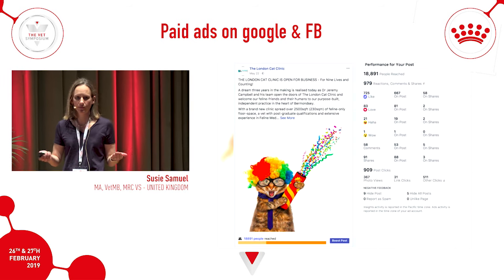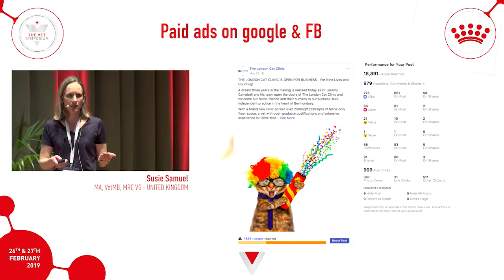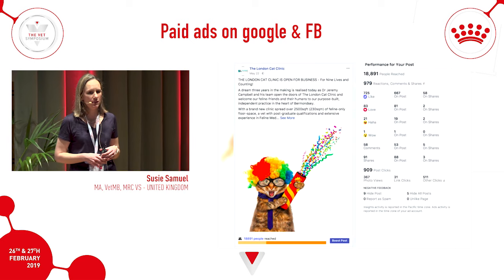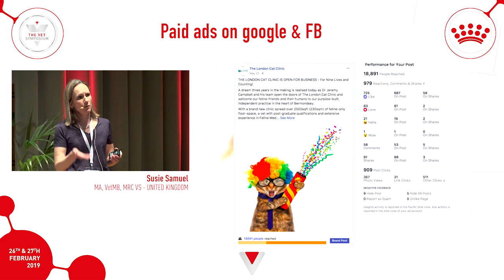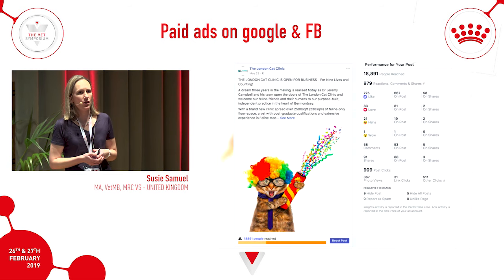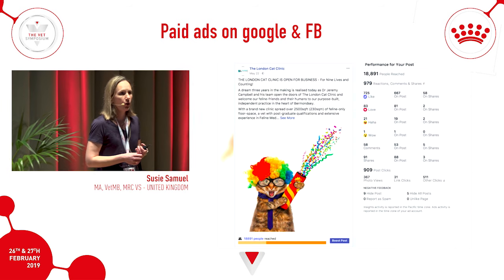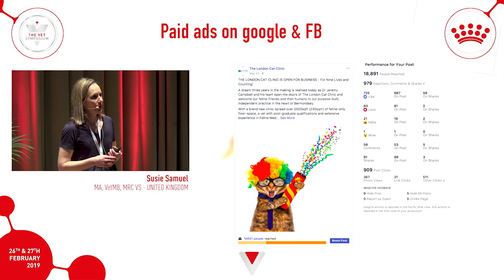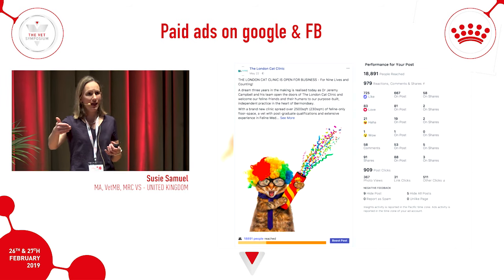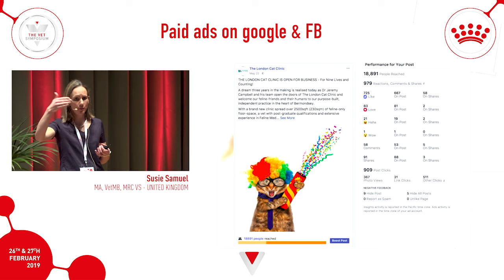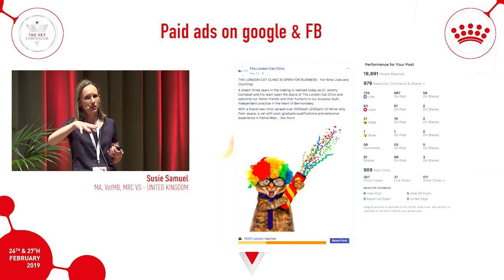We then spent a month engaging with the community, taking an interest in them, running Facebook ads to build up likes. And this was the day that he opened his doors. And you can see that on the day he opened his doors, we did the same again. We posted, we put a bit of budget behind it. 18,800 people reached, all local pet owners. So you can see the power of Facebook ads. We've paid to get those people liking the page.